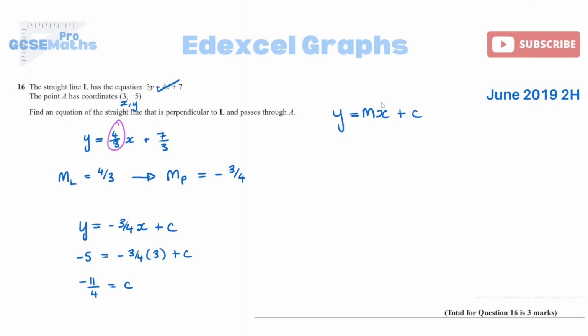Once you've done those two things, the gradient and the y-intercept, we just have to write it together in the full equation. So y is equal to negative 3/4 x minus 11/4, or you could put it in decimal format as well, that's fine. And that is 3 marks. So a really nice straightforward perpendicular lines question there.